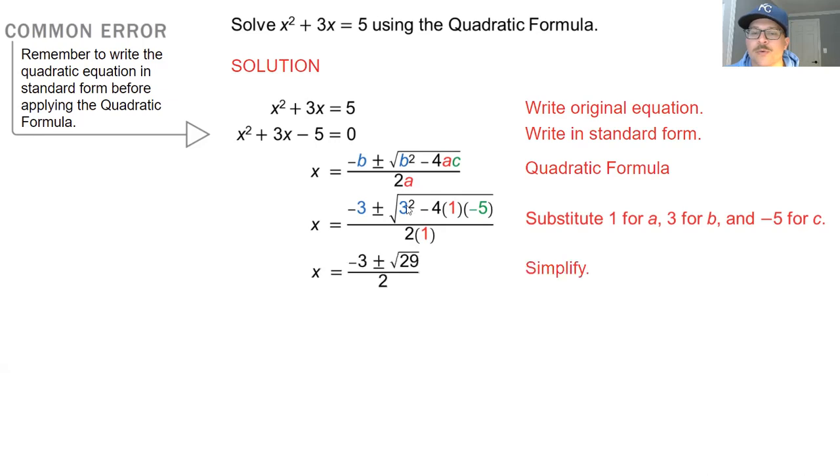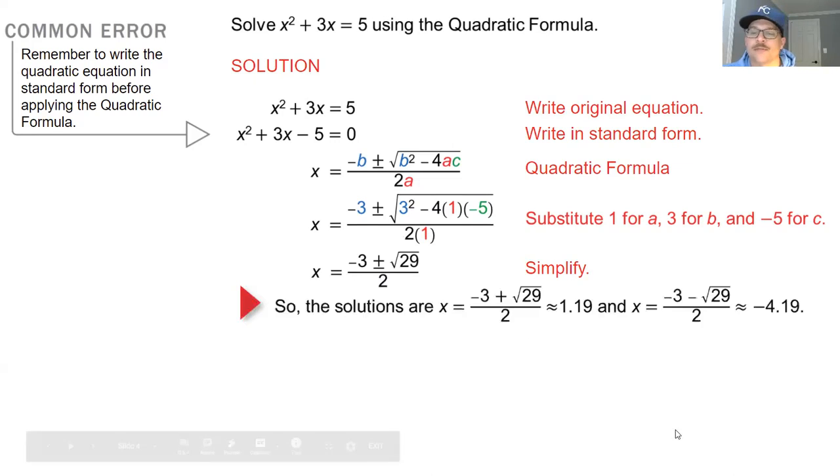So 3 squared would give you 9. Then when you multiply negative 4 times 1 times negative 5, you get positive 20. So underneath your radical, you have 9 plus 20, and that's where this 29 is coming from. Then after that simplification, you would then move to multiply. So you would have your 2 times 1 to multiply to get positive 2.